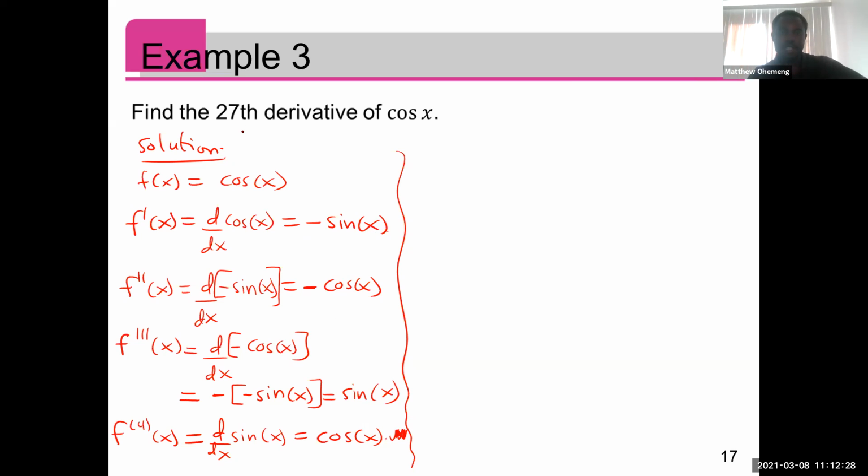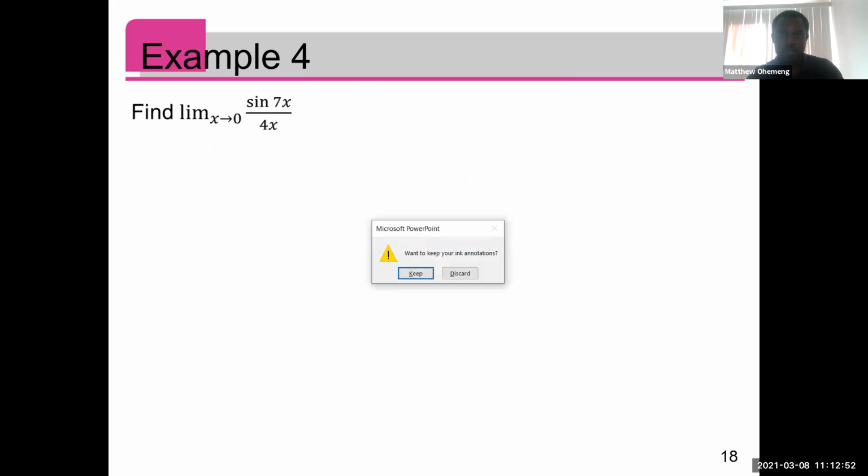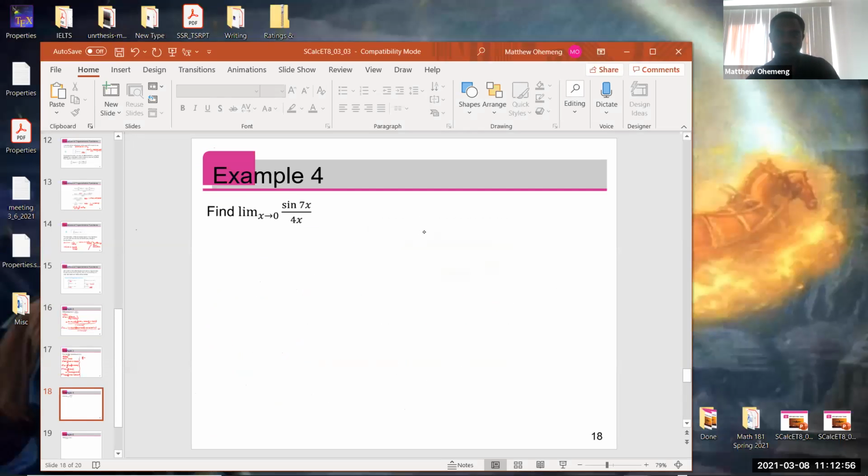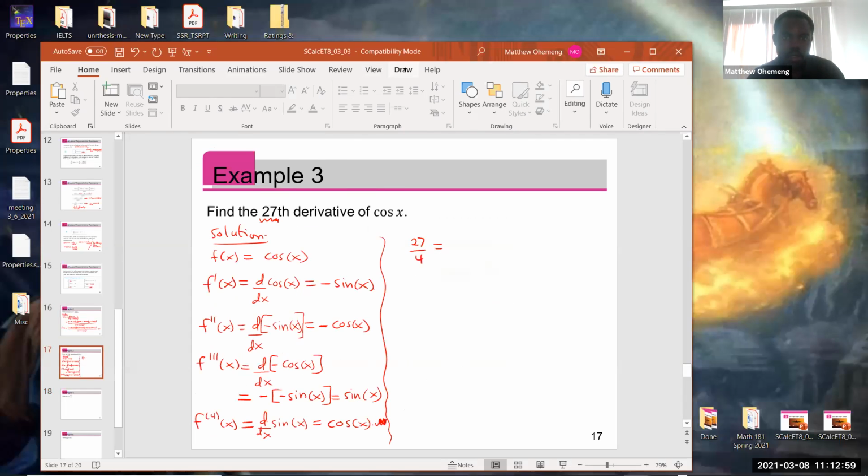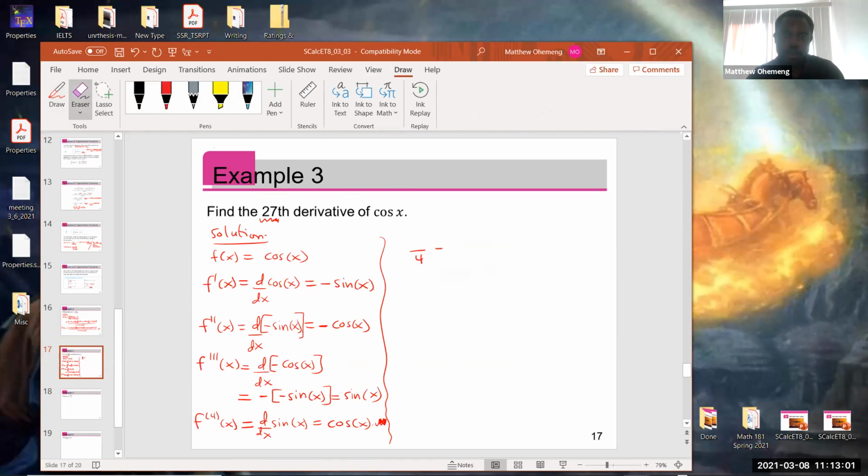So now that we know the pattern, all that we have to do is guess what position this will be in when we repeat the steps 4 times. What you can do is just do 27 divided by 4 and then find the remainder. The remainder will tell you which position it is. So for example, let me erase this before I continue.